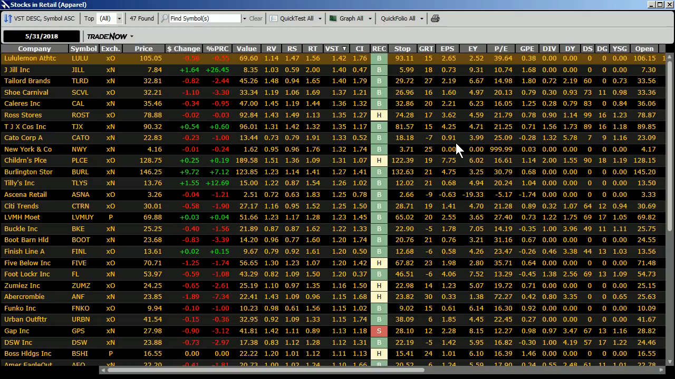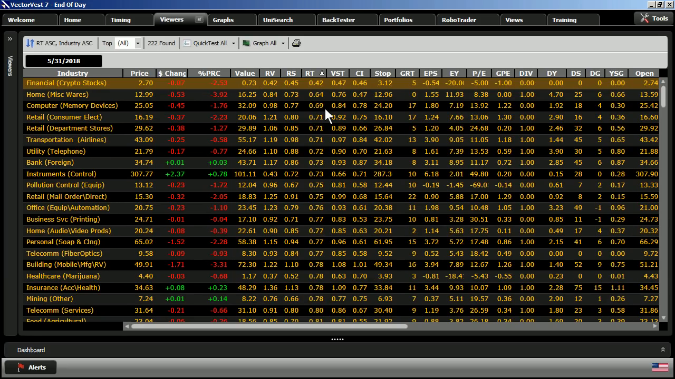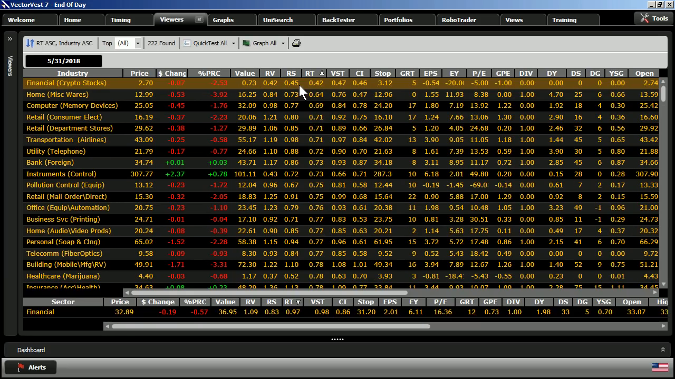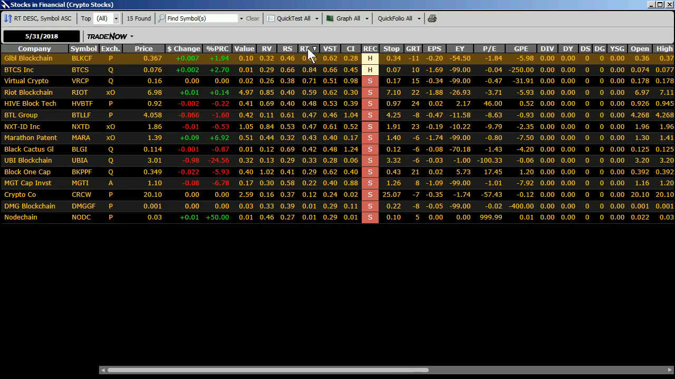So to test our theory, let's see how it works at the opposite end of the spectrum to the downside. Back in the industry viewer, let's resort our list by RT ascending. We now have at the top of the list the industries that are in the strongest declines. So the crypto stocks as a group are in the strongest downtrend. If I double click the industry, there are 15 stocks in the industry, no buy ratings, none of the stocks in an uptrend, and of course with this group, none of them with strong fundamentals.